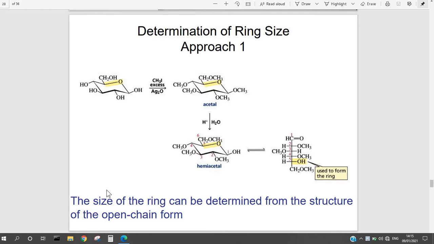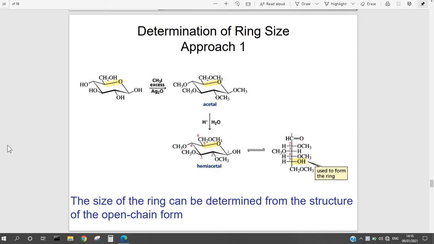Hello everyone, welcome back. In the previous lecture, we saw the cyclic compounds of carbohydrates, mutarotation, glycoside formation, the mechanism of glycoside formation, the anomeric effect, and some reactions. In today's lecture, we are going to see the determination of ring size, approach 1 and approach 2, and disaccharides and their examples, polysaccharides and their examples.